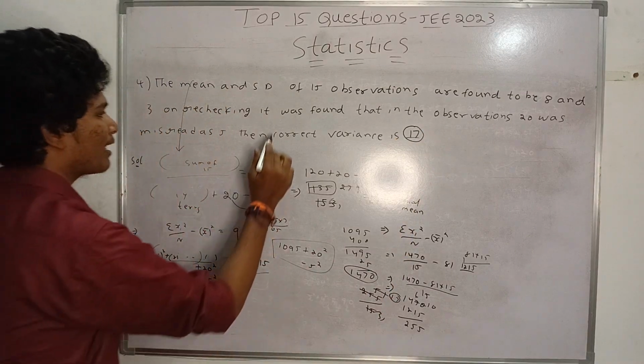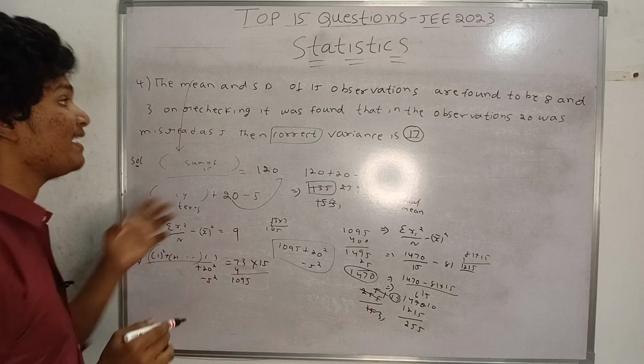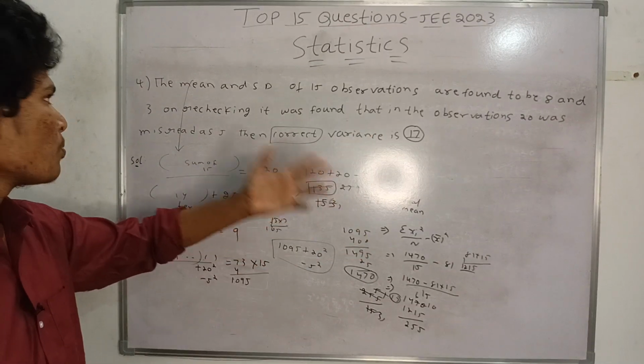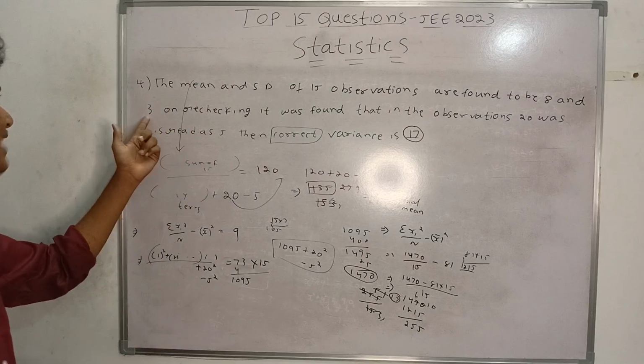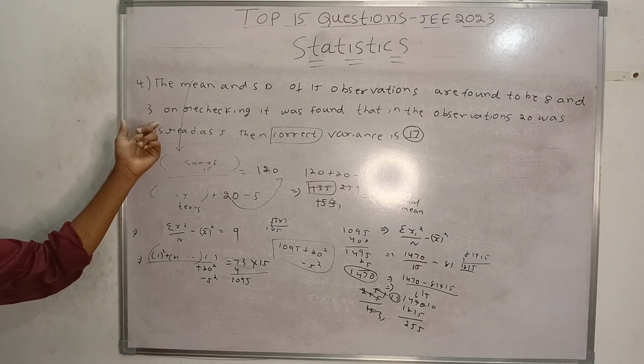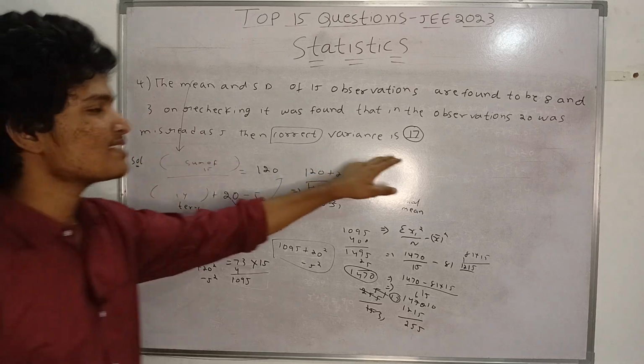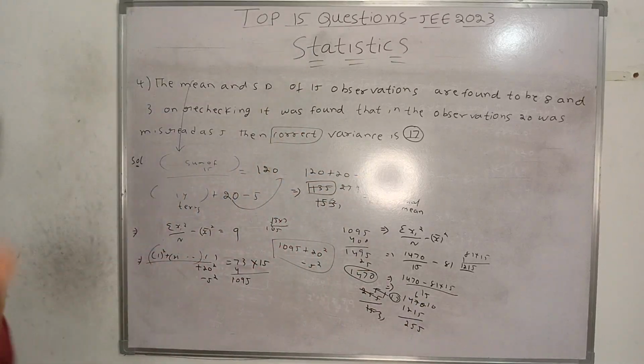Please check this. They are asking the correct variance, not the incorrect variance. The incorrect variance may be different. The correct variance is 17. Then what is the incorrect variance? Simply the square of the standard deviation. The standard deviation is 3. Simply square this. How much will we get? 9. So the incorrect variance is 9, but the correct variance is 17. So like this you have to do.